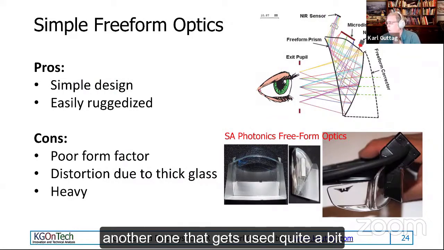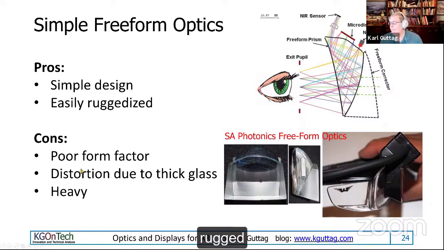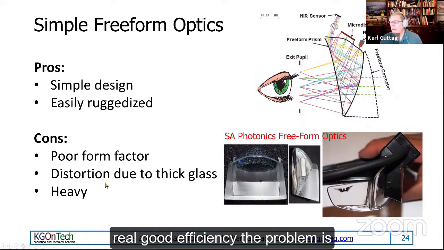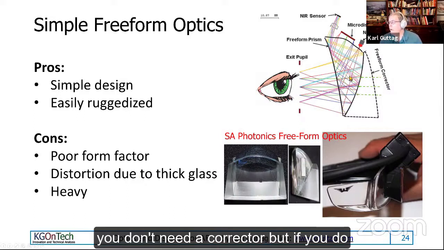Another one that gets used quite a bit, mostly in military so far that I know of. For example, SA Photonics is a free-form optics. Basically it's simple, easily rugged, with real good efficiency. The problem is that optically, if you did a free-form that you didn't see through, you don't need a corrector.